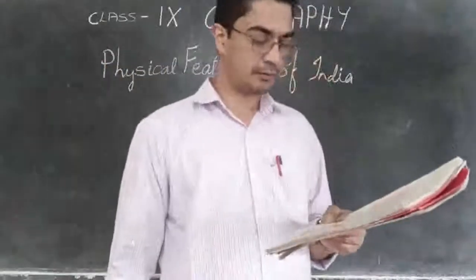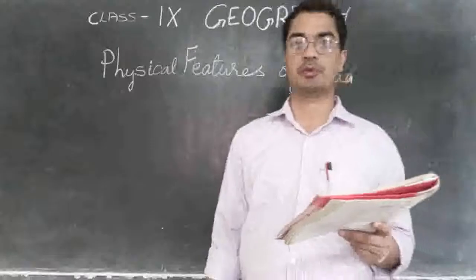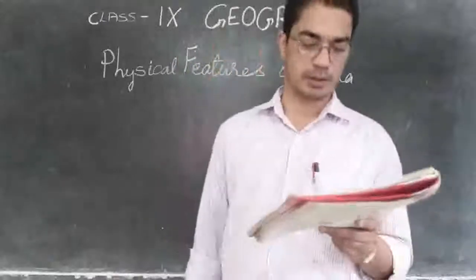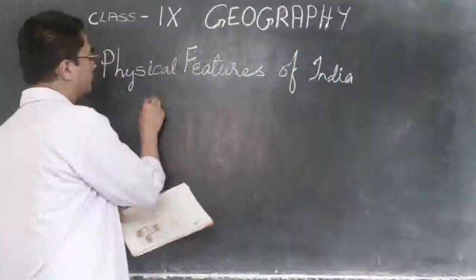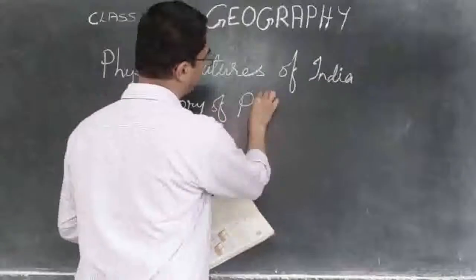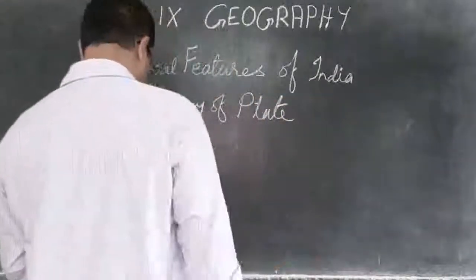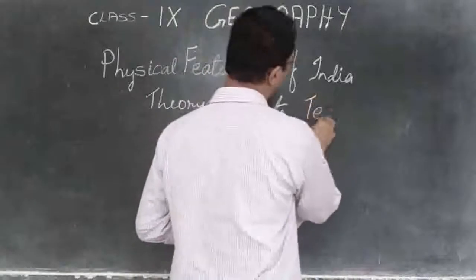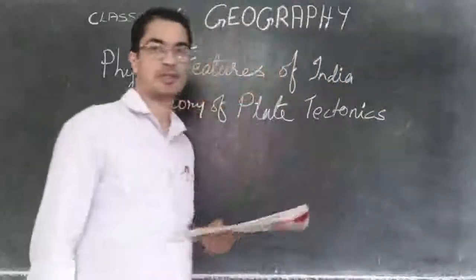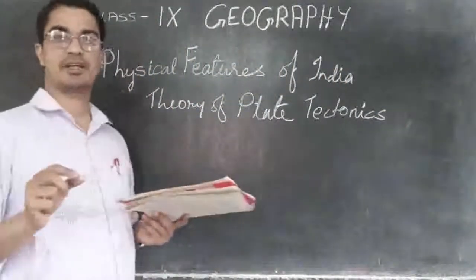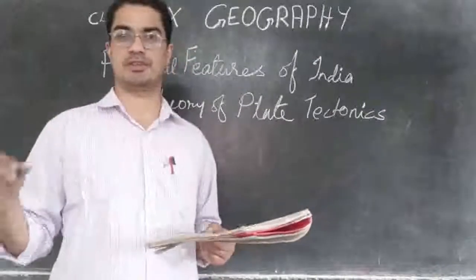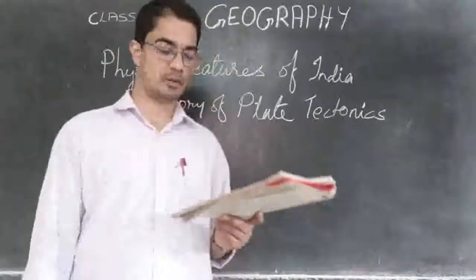One theory that they have proposed to explain the physical features of the earth is the theory of plate tectonics. That is the theory they are explaining. Because of this, the earth has got these present features: the hills, mountains, valleys, plains, all that.